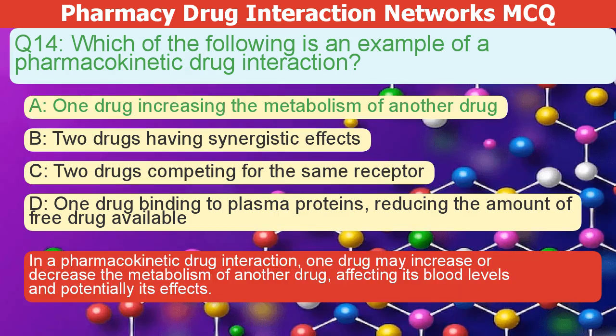The correct answer is A. In a pharmacokinetic drug interaction, one drug may increase or decrease the metabolism of another drug, affecting its blood levels and potentially its effects.